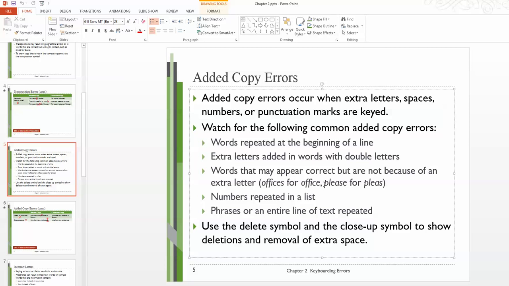Here's a different kind of error. Please and plea. Both of these words sound the same when you pronounce them. Please, we all know the meaning of that word. It's please pass the potatoes, please open the door. So it's the beginning of a request. Whereas plea, similar, plea means kind of to beg.